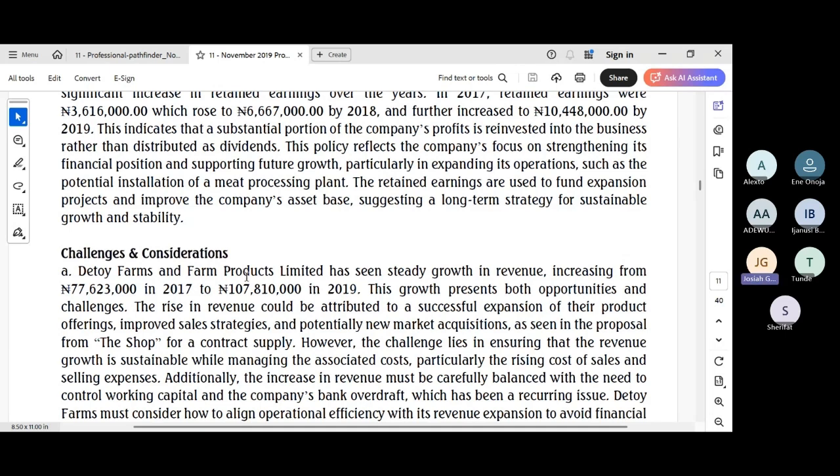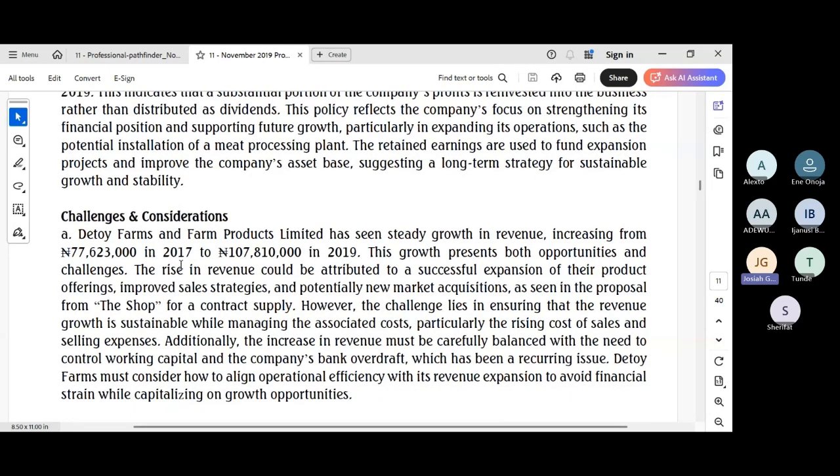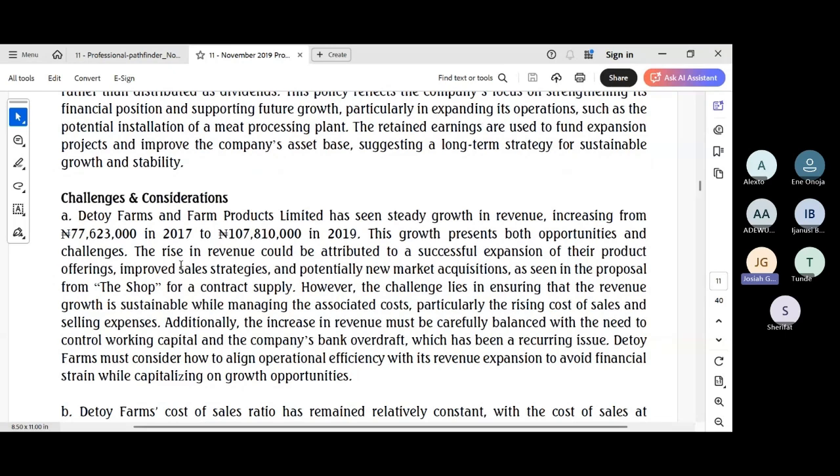All right, so the next box is issues and options. What are the issues in the case? What are the considerations? So the challenges can be from the financial statements or the financial statement components or the financial statement computations you've done. So we said Detoy Farms has a steady growth rate, increasing from this to this.